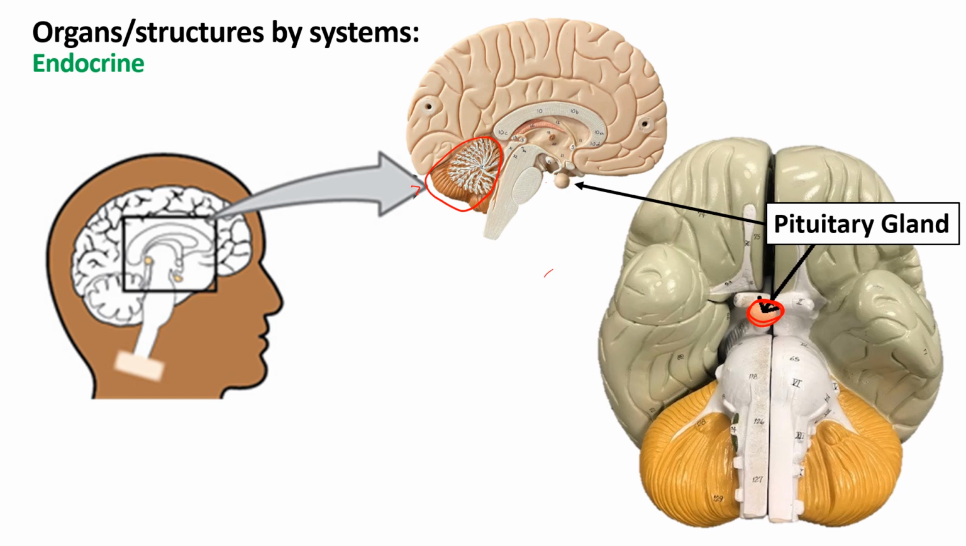Sometimes it's hard. I would suggest that you just keep in mind that the pituitary gland is not within the brain. So it's not going to be this, it's not going to be this, it's not going to be this. It's going to look like a circle, like a ball, but a little bit outside of the brain. That is the pituitary gland.